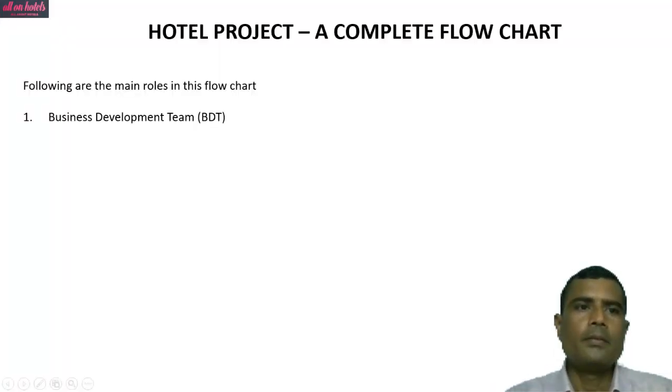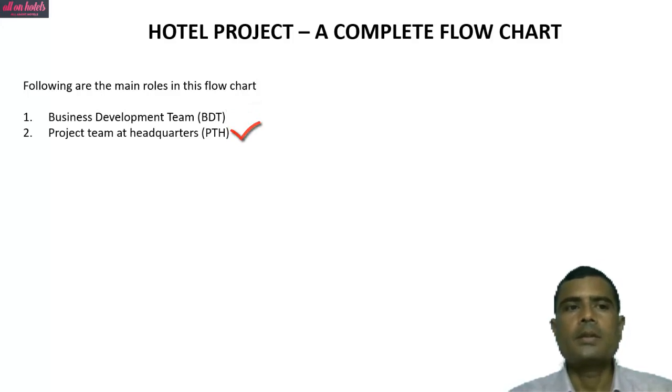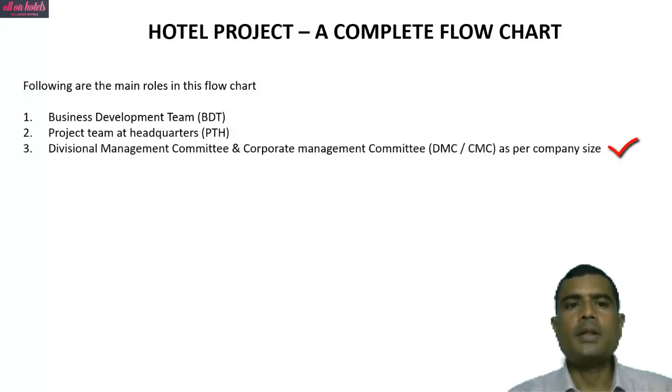Hotel project, a complete flowchart we will see. Following are the main roles in the flowchart. First one is business development team, BDT. Second is project team at headquarters. Third is divisional management committee and corporate management committee. We will refer to it as DMC or CMC as per company size.